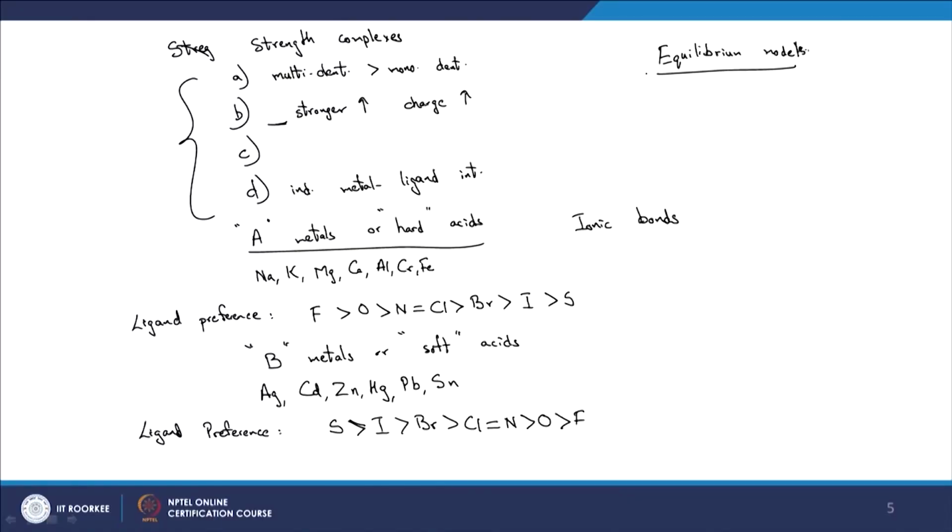But with respect to A metals or B metals, obviously there is a preference here. So now, equilibrium models, pardon me, and how do we go about that? Again, this is similar to what we talked about. Everything with respect to equilibrium models we can solve by getting it done with respect to component balance.